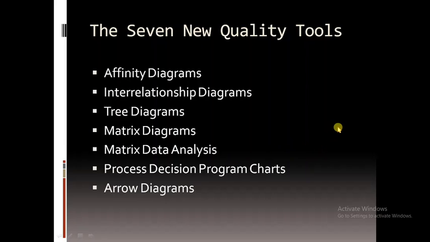Okay, and after that we have seen the 7 quality control tools, that is check sheet, histogram, Pareto diagram, scatter diagram, flow chart, control chart, cause and effect diagram. These are the 7 quality tools. Okay, and today we are going to see the new 7 quality tools.